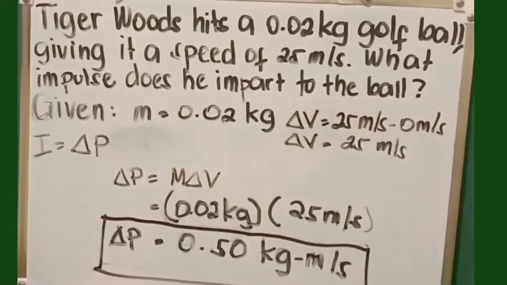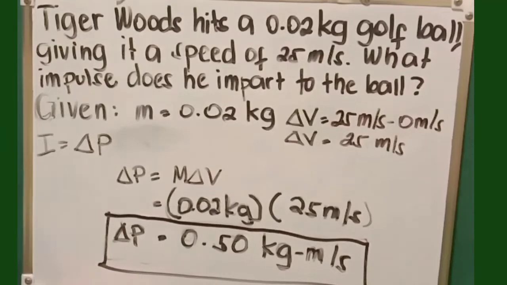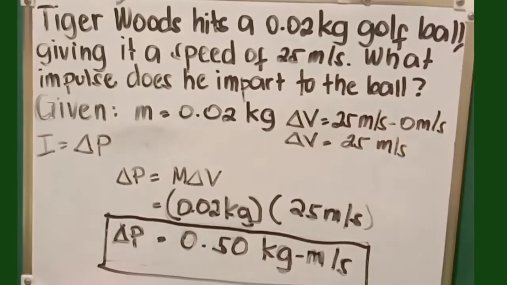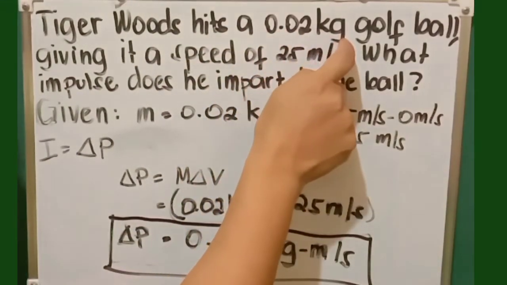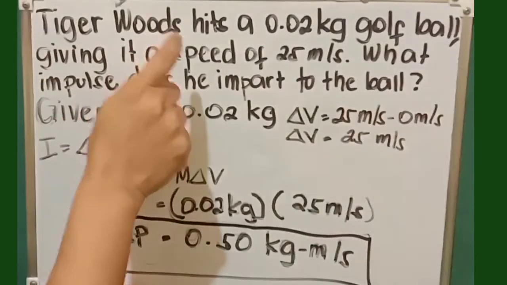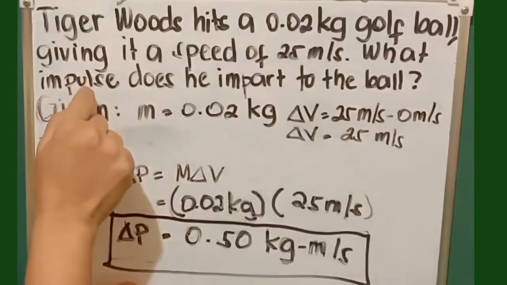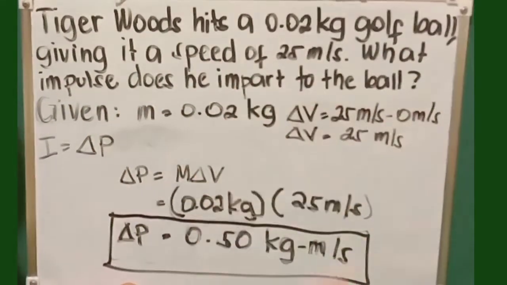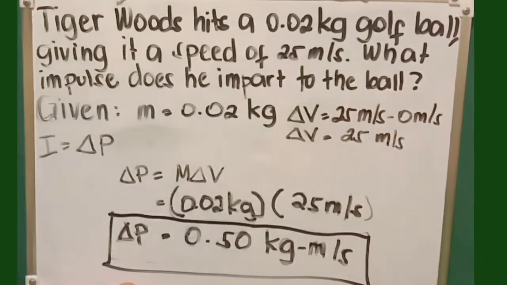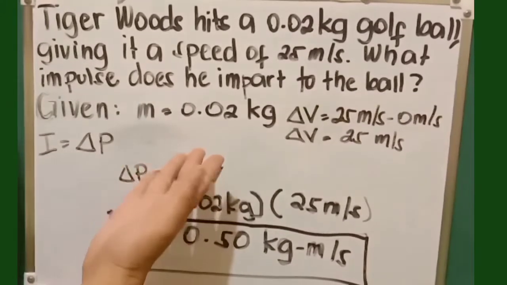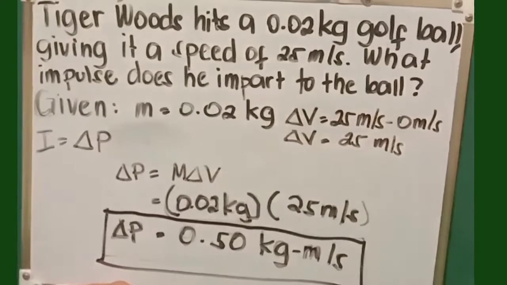Okay, so we have here another problem or situation that we also need to solve. Let me read the problem. Tiger Woods hits a 0.02 kilogram golf ball, giving it a speed of 25 meters per second. So the question is, what impulse does he impart to the ball? So we are looking for the value of our impulse.